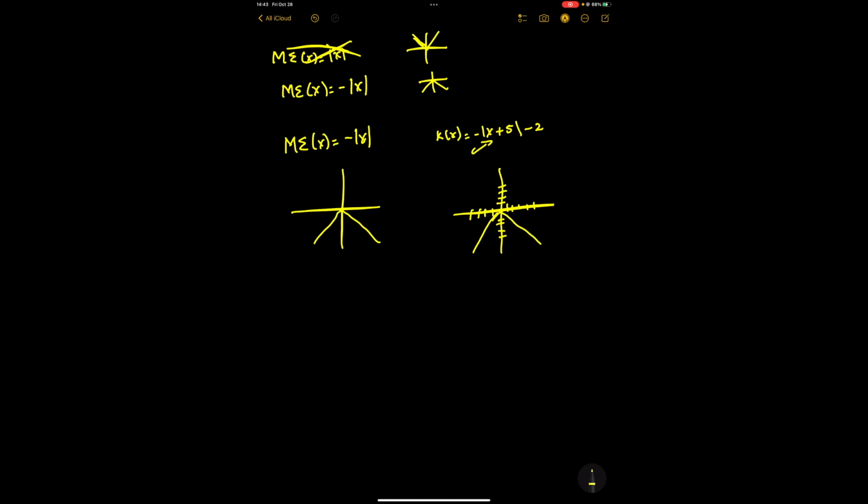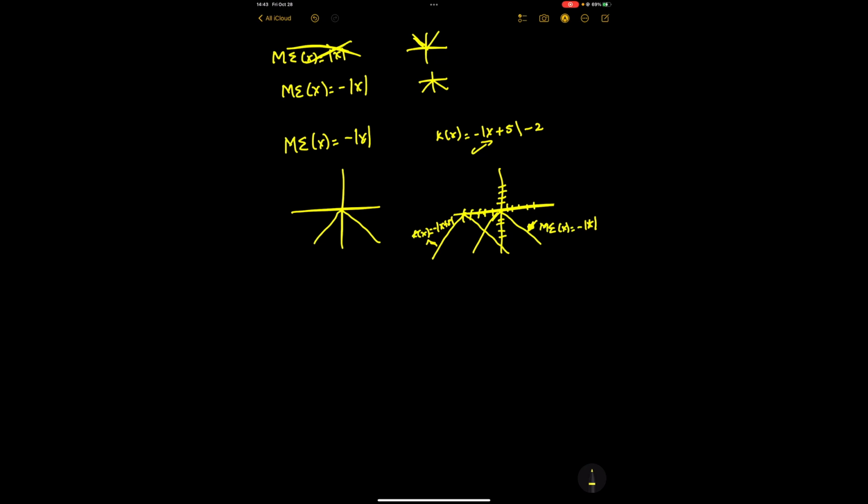So that means our next graph would look something like this. This is 1, 2, 3, 4, 5. It will go something like this and like that. So this line right here would be k of x equals negative absolute value of x plus 5. And this one right here is m of x equals negative absolute value of x.